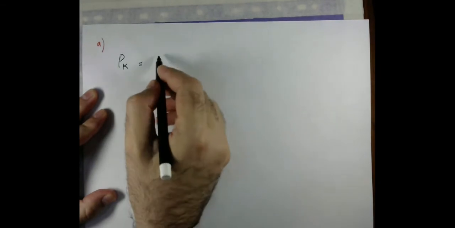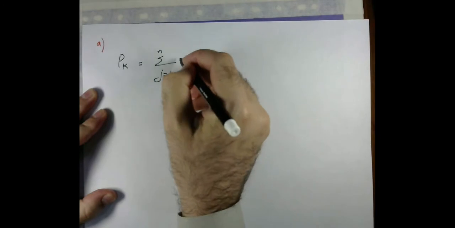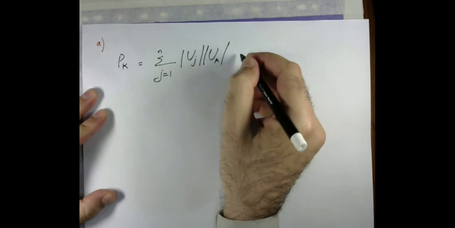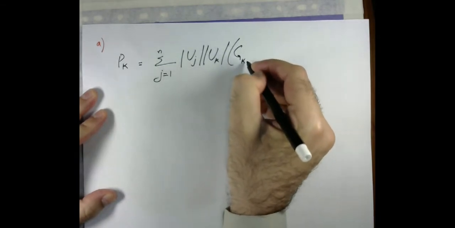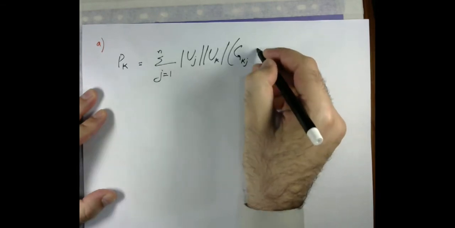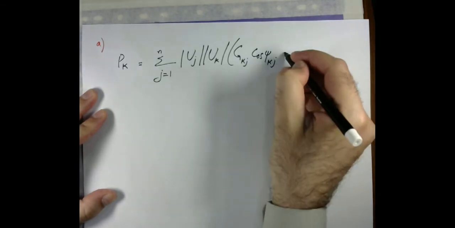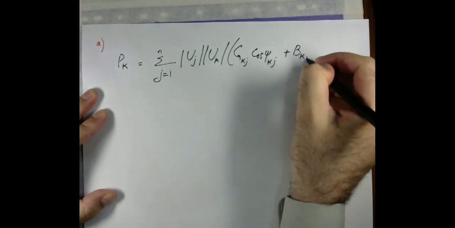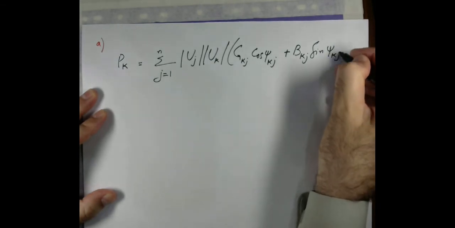P at any bus k is equal to the sum over all terms j from 1 to n of u_j u_k, and then g_kj cos of psi_kj plus b_kj sine of psi_kj.